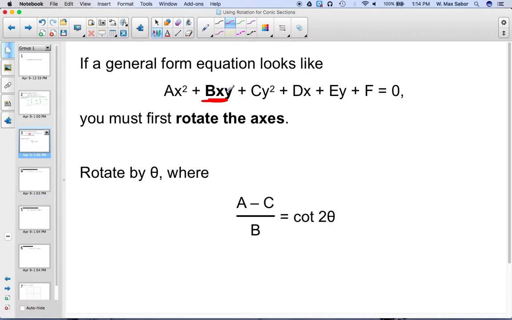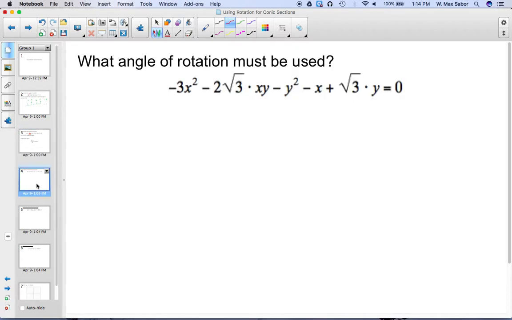The angle that we're going to want to rotate by is given by a minus c over b equals cotangent of 2 theta. So we can figure out what a is, what c is, what b is, and then use this equation to figure out what angle we need to rotate by and then perform the rotation. First I'm going to ask what angle of rotation we should use. Well, a is -3, b is -2 square root of 3, c is -1, d is -1, e is square root of 3, f is 0, but we don't need those.